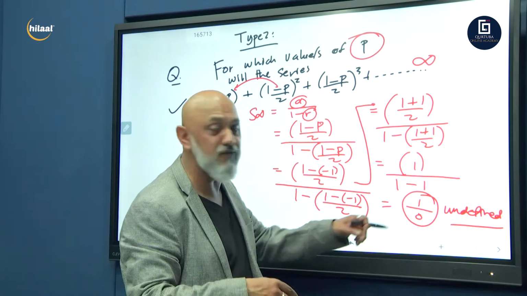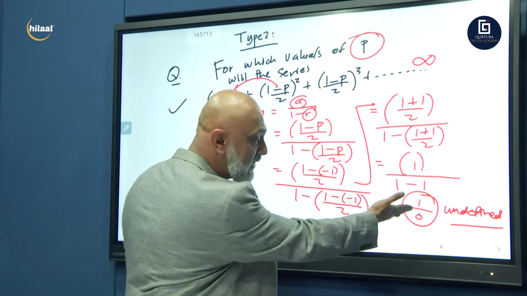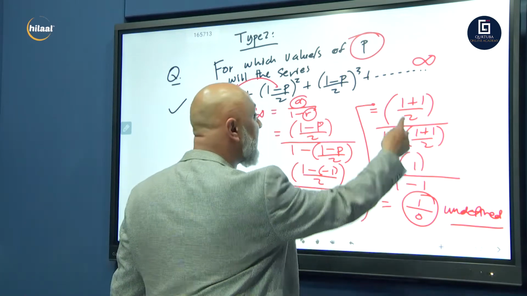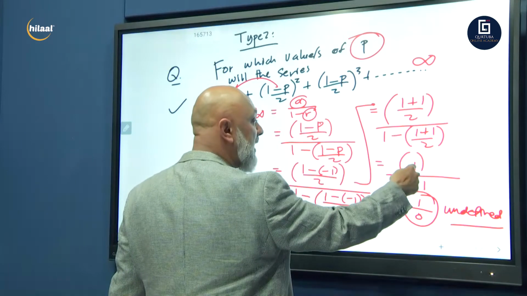But if you had another value for P, that would have been your final answer. Because we can check it again. 1 plus 1 is 2. 2 over 2 is 1. There we go.